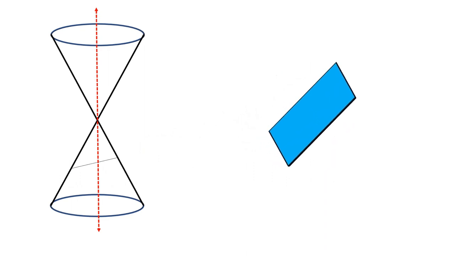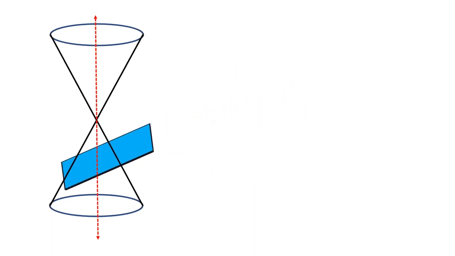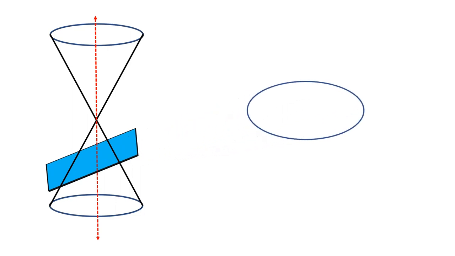Next, the plane cuts the cone at an angle alpha with the axis of symmetry, where alpha cannot be an angle of 90 degrees. If theta is the angle between the axis of symmetry and the generator of the cone, then we define a condition on this angle alpha: alpha must be greater than theta and less than 90 degrees. So when the plane cuts the cone at this angle, what do we get? We get an ellipse.